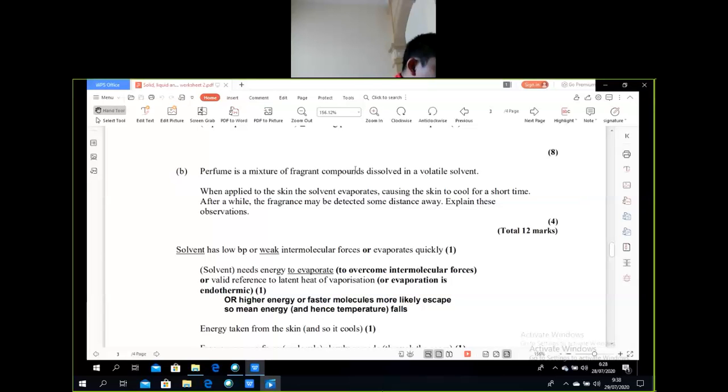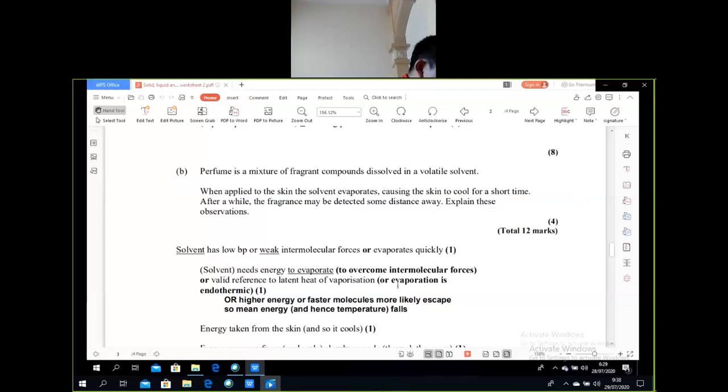Okay, and then because it has a volatile solvent, the solvent has low melting and boiling point. If it has low melting and boiling point, then it must have a weak intermolecular force. What is the weak intermolecular force? It is the weak van der Waals.